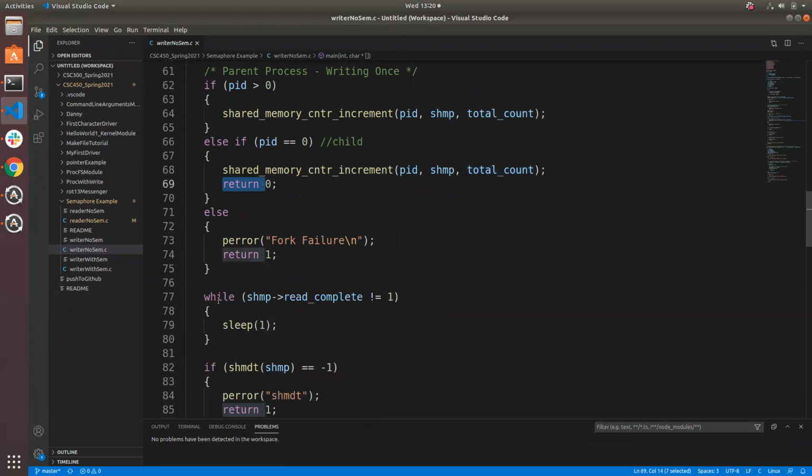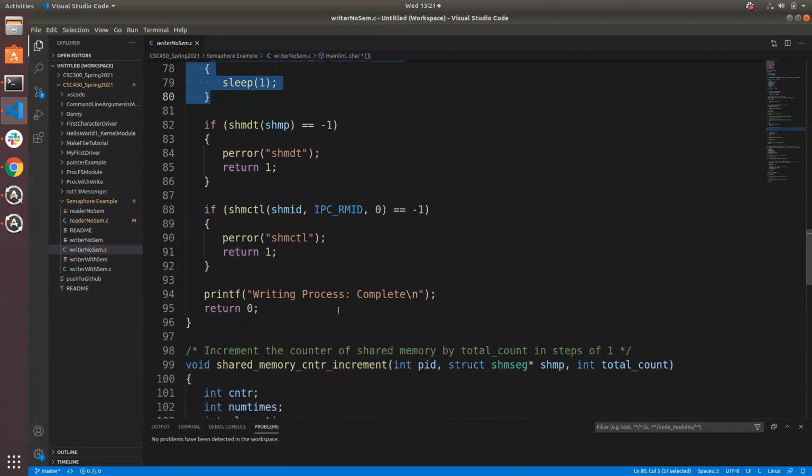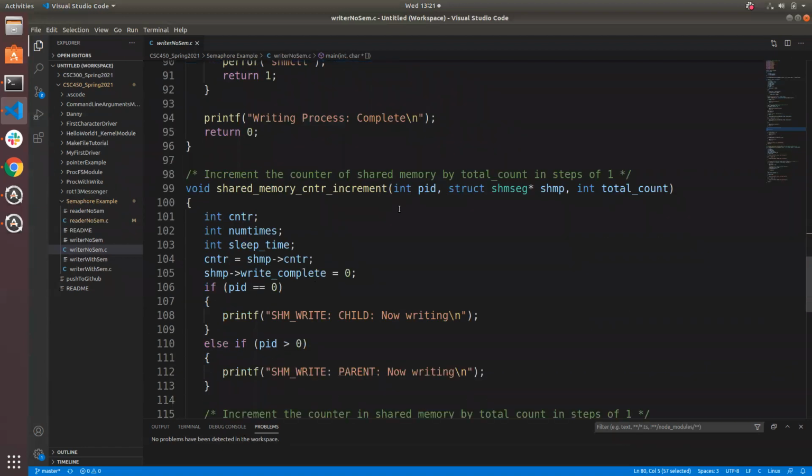Once we get down here, this is the parent waiting. The child's never going to get to this line, because the child has bailed out. So the parent waits until reading has completed, and then they just say that the writing is complete. The child has finished. So what do we do inside the increment?